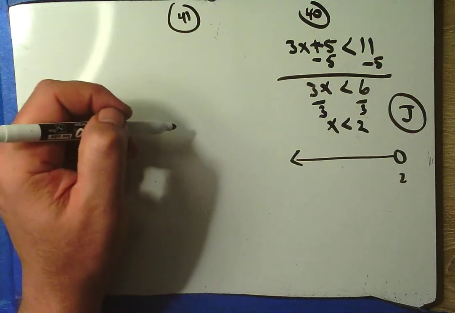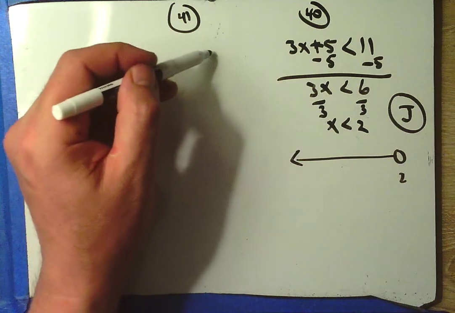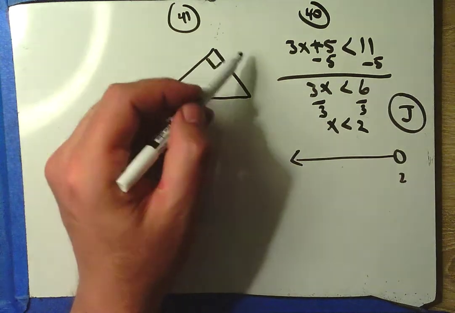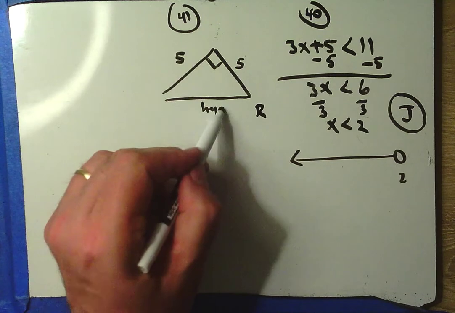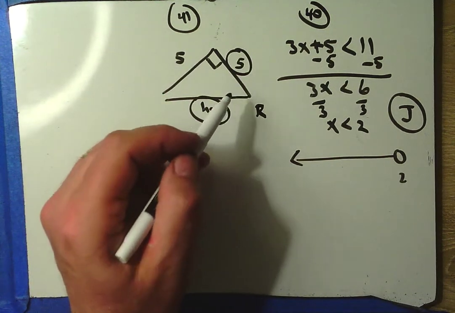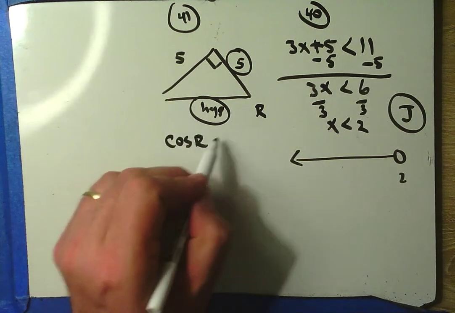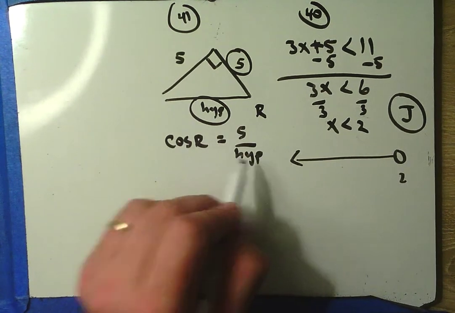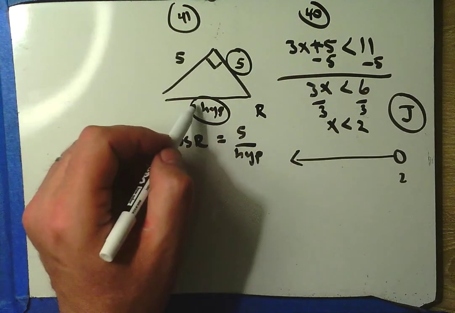41 says, what's the value of cosine of R? Okay, so we remember that cosine is adjacent over hypotenuse. So we're going to have cosine R is 5 over the hypotenuse. Well, I need to find the hypotenuse in order to say what the cosine of R is. So how do I find that hypotenuse?